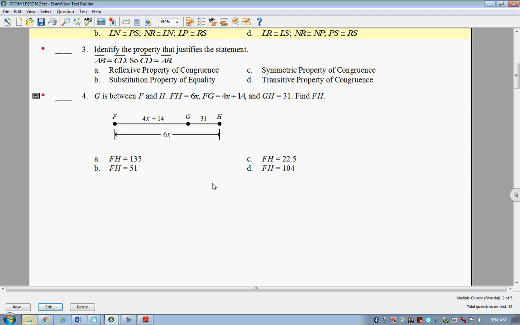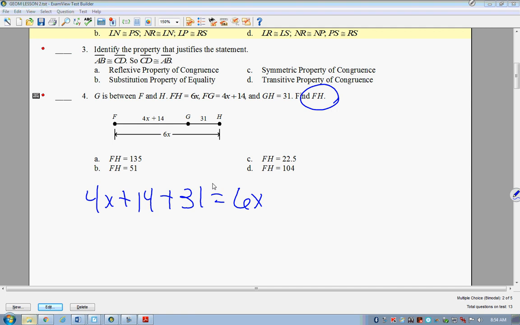I don't know. All right, we've got number 4 here. G is between. This is a little more complicated than it looks, because you have to look at what the question is actually asking for. It's asking for FH. But we do have the segment addition postulate. So we've got 4x plus 14 plus 31 equals 6x. It's not asking for x, but we're going to have to solve for x to get there. So I would combine these like terms. 14 and 31 is 45.